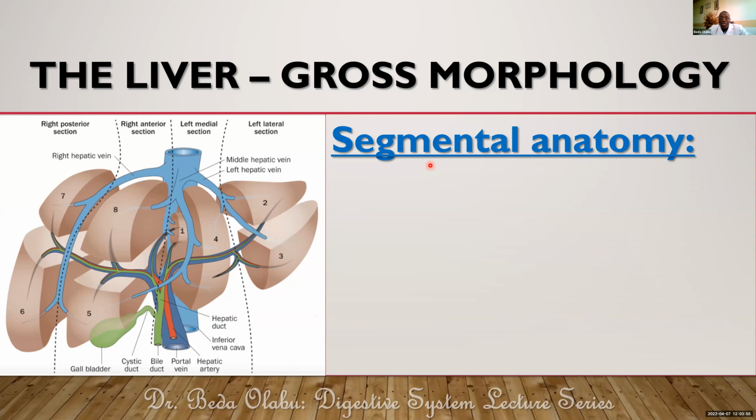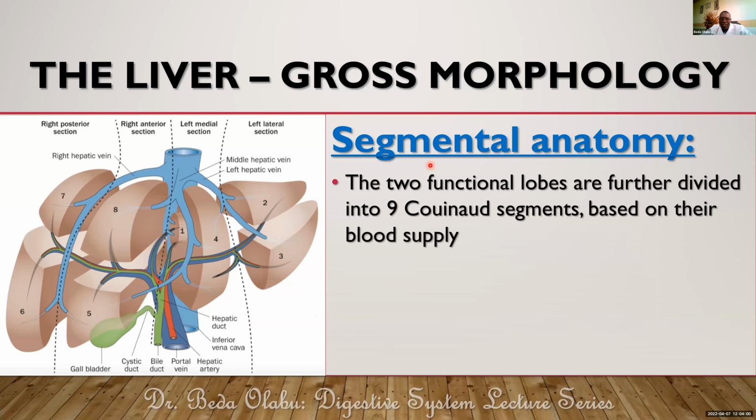And that is the segmental anatomy of the liver. The liver is described to have, yes, two functional lobes, right and left, but those functional lobes are further divided into segments based on the blood supply to the liver. We have a total of 9 segments in the liver. The person who described them goes by the name Couinaud, so these are the Couinaud segments. Now, how do we get the 9? It may appear hard, but let's just follow together. It's not hard.